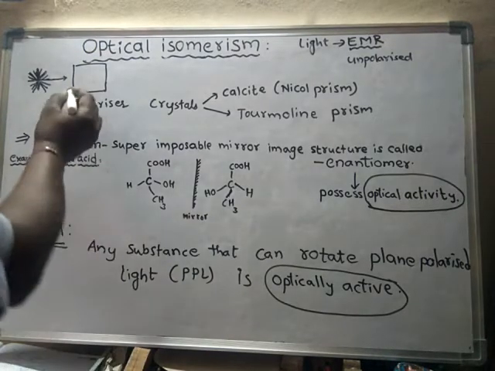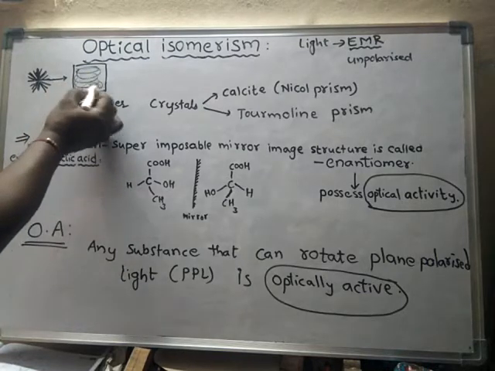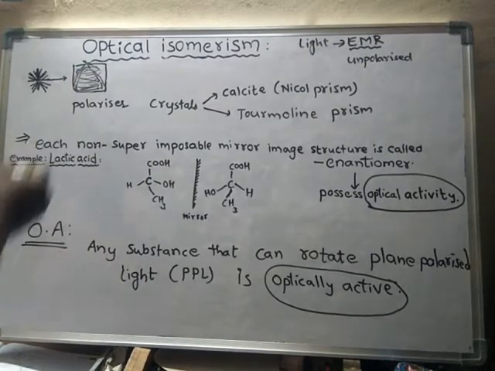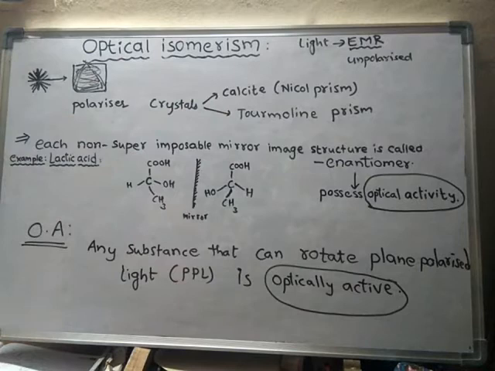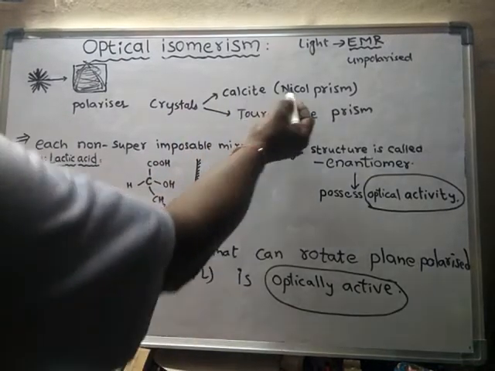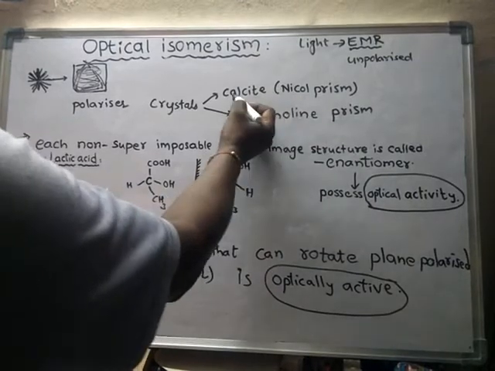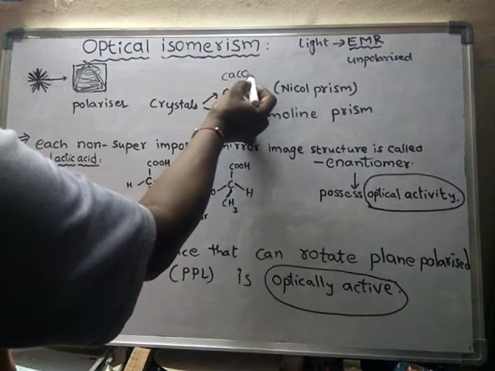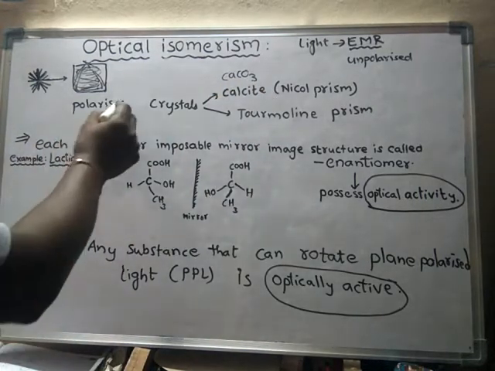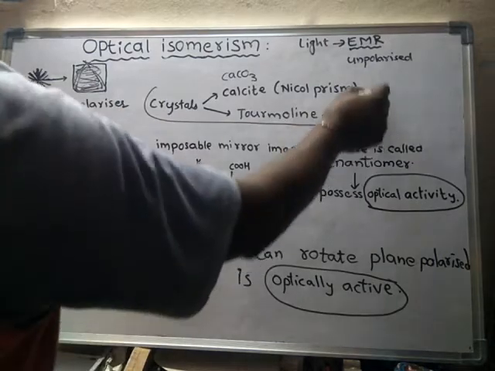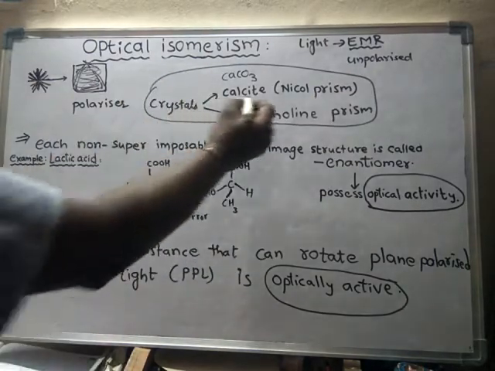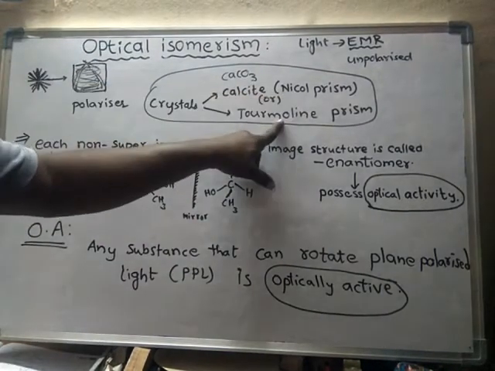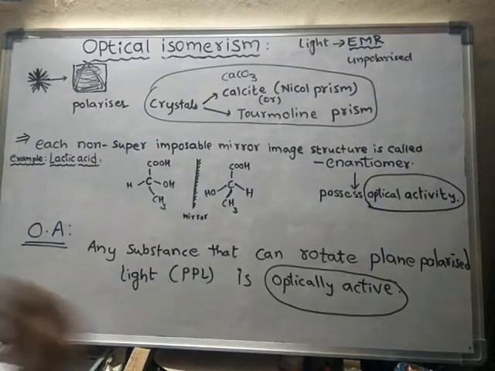So here what happens? This prism is present. So the polarizer contains nickel prism or tourmaline prism. Nickel prism is made up of material known as calcite. Calcite is nothing but calcium carbonate, CaCO3. So the polarizer contains crystals of either this material or this material, nickel prism or tourmaline prism.